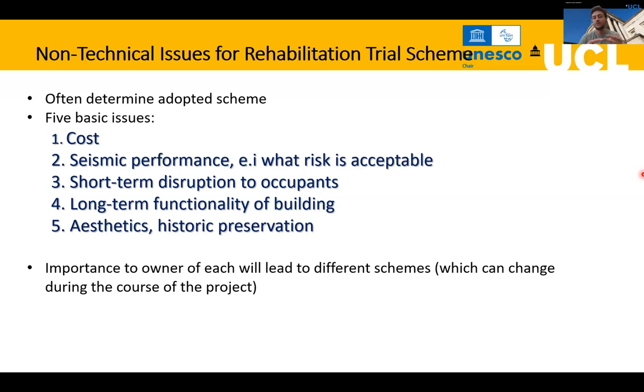For example, if we are talking of a residential building, it is different than if we are talking of a hospital. So we need to see what is the acceptable level of hazard. Then we have some short-term disruption to the occupants, the long-term functionality of the building, and also aesthetics in terms of historic preservation. So these are all the considerations that need to be considered when you're planning a retrofitting.